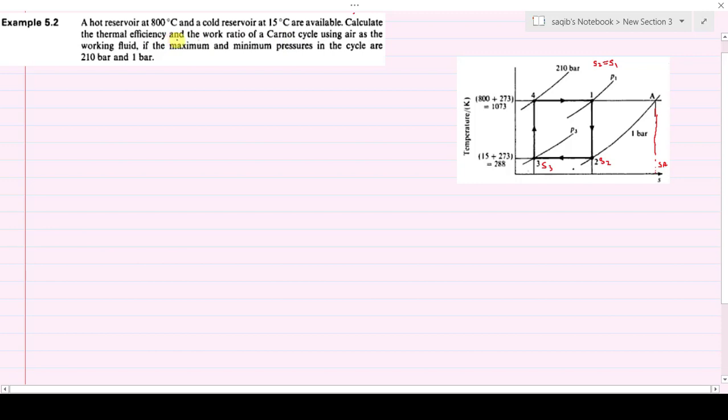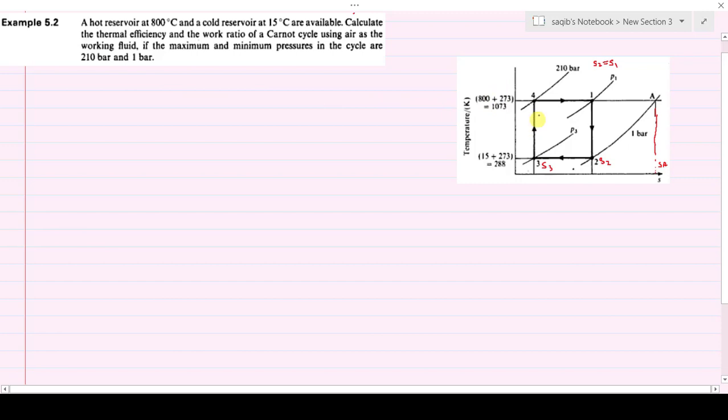You have to find the thermal efficiency and the work ratio of the Carnot cycle using air as the working fluid, and the maximum and minimum pressure in the cycle are 210 bar and 1 bar. So the maximum pressure is given, and the higher temperature and lower temperature of the system are also given. Remember, before starting this example 5.2, you must be familiar with the Carnot cycle.